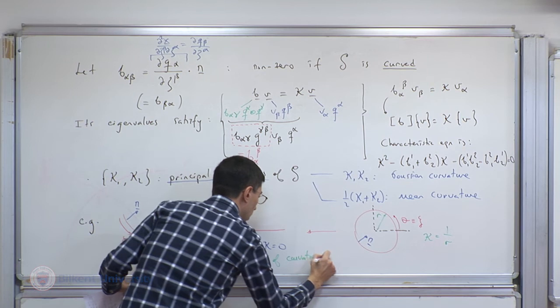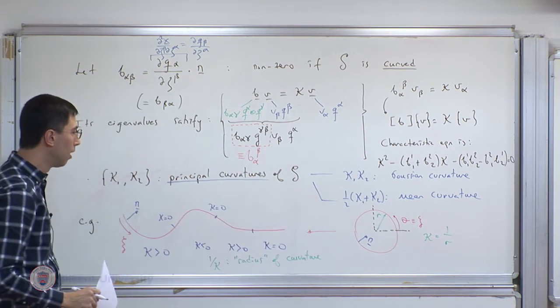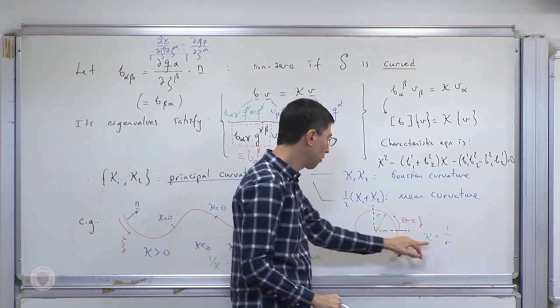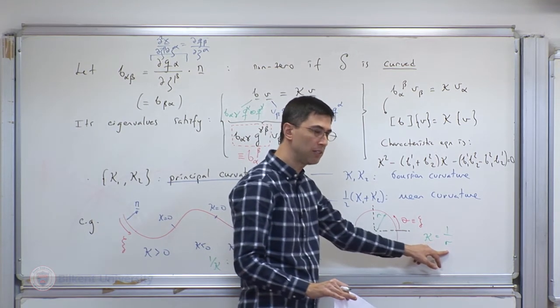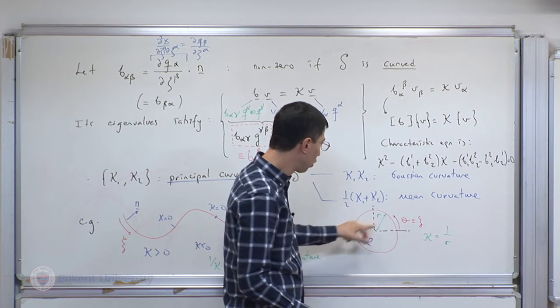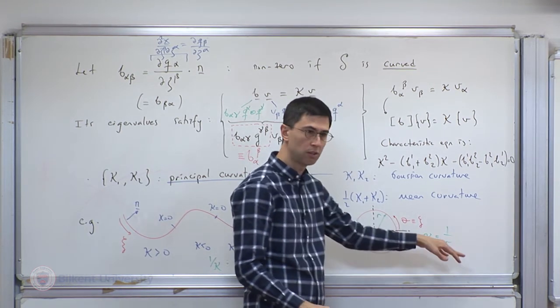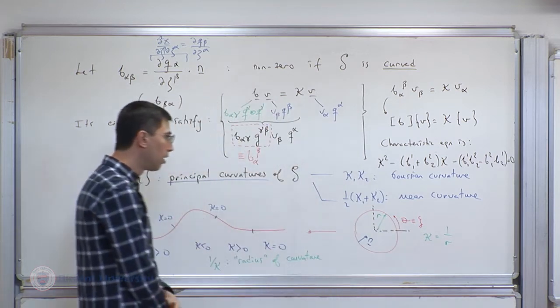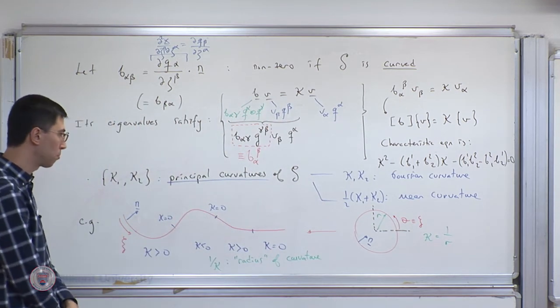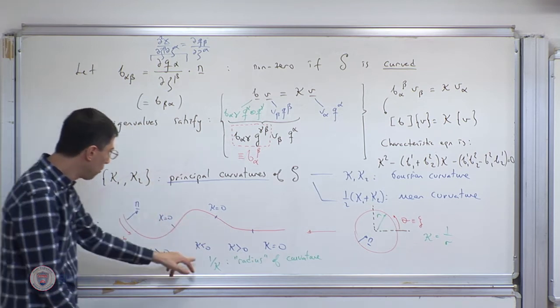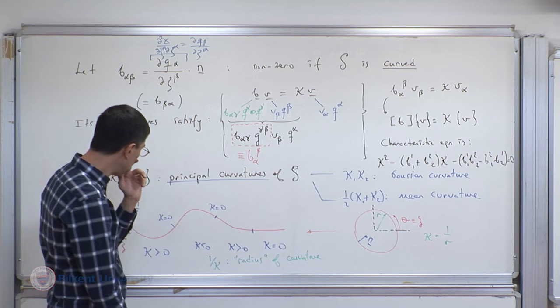Okay. The choice of the normal is important. You switch it, kappa will be negative. So curvature, yes, it can become negative. You keep the normal, you switch the direction, the curvature will again be negative. You switch both, the curvature will become positive, etc. So the curvature is not necessarily something that's positive. It can become negative, and indeed, that's what we see over there as well.